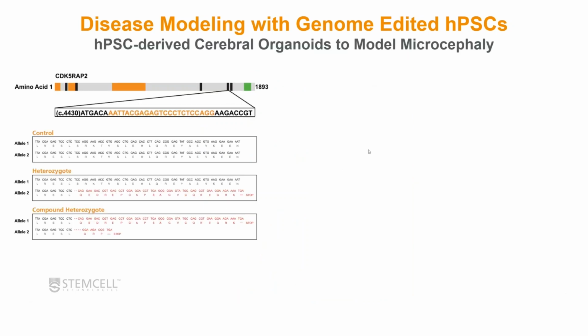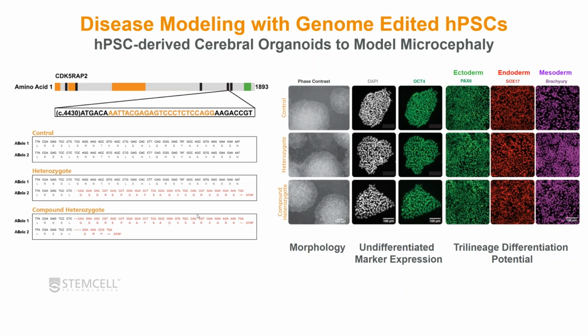And so we performed a project at STEMCELL to model microcephaly using human pluripotent stem cells that were edited to harbor a mutation that's associated with microcephaly, and then differentiated those pluripotent stem cells into cerebral organoids with our STEMdiff kit. So in orange is the CRISPR RNA targeting sequence in the CDK5RAP2 gene that we targeted, and we obtained isogenic pairs of control, heterozygote, and compound heterozygous lines using our ArchiTect system.